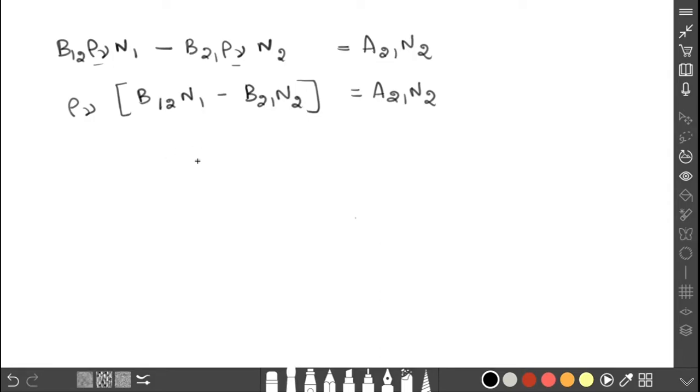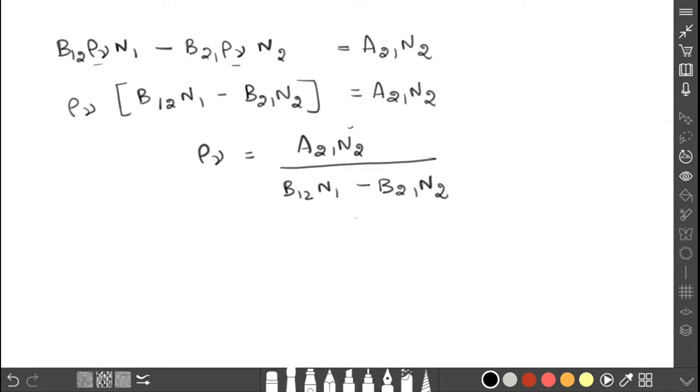So rho nu is equal to A21 N2 divided by B12 N1 minus B21 N2, right? See here, N2 is there, here also N2. So for my convenience, what I'm going to do is divide by N2 on the RHS. Only on the RHS I am going to do.